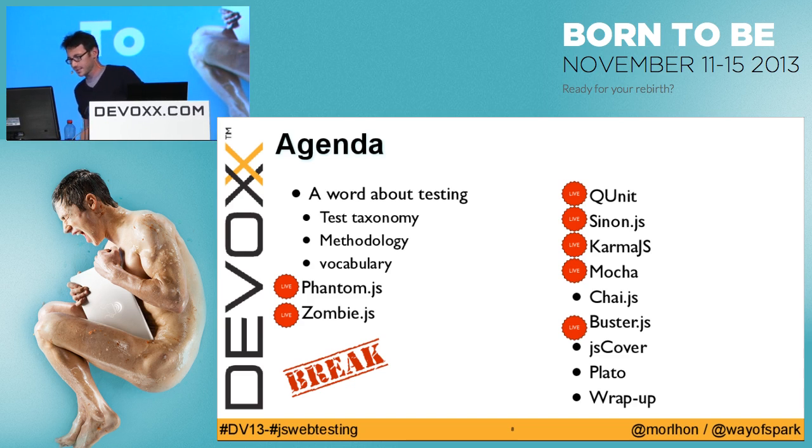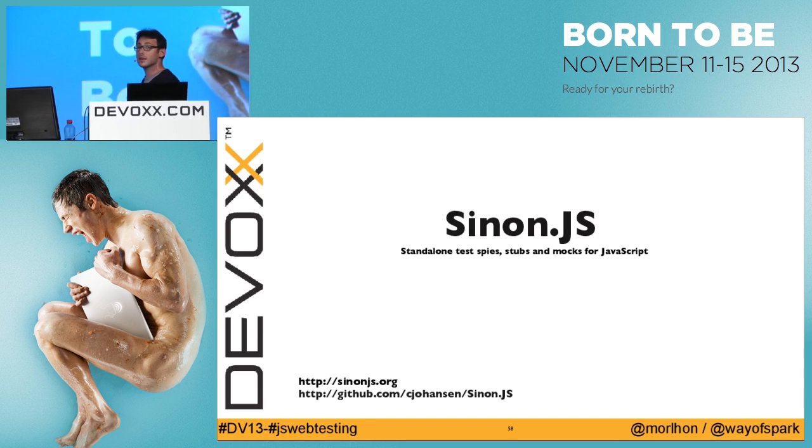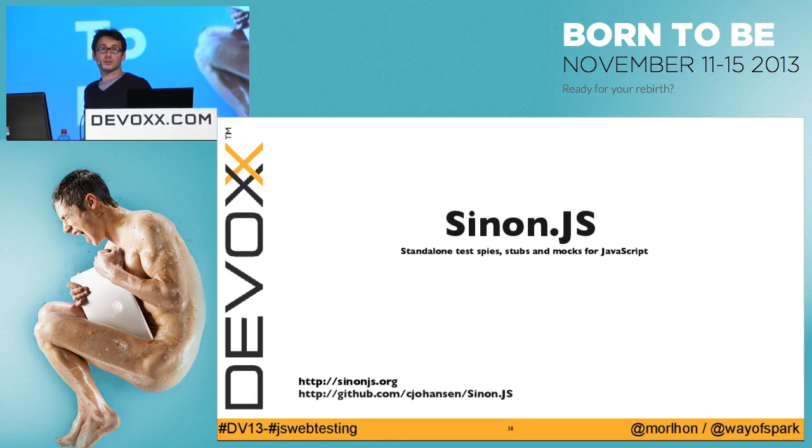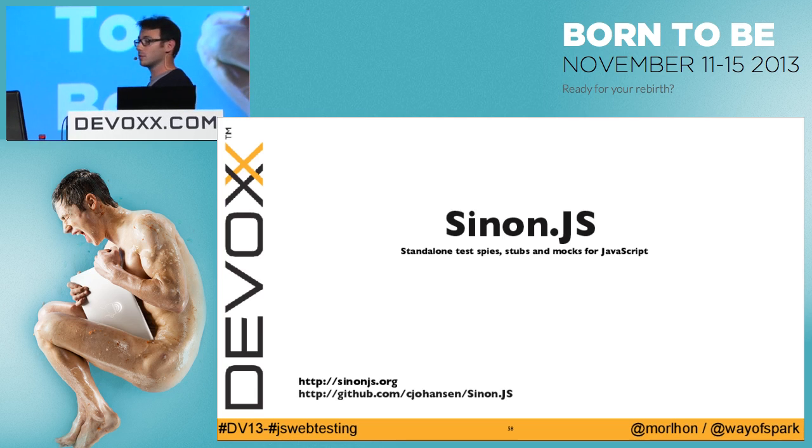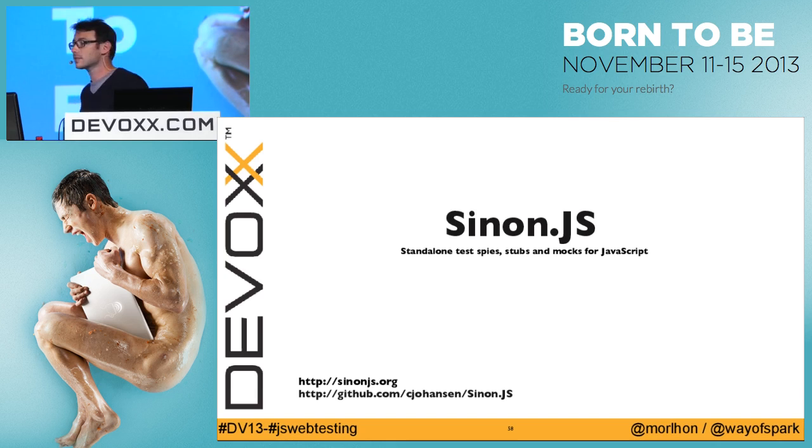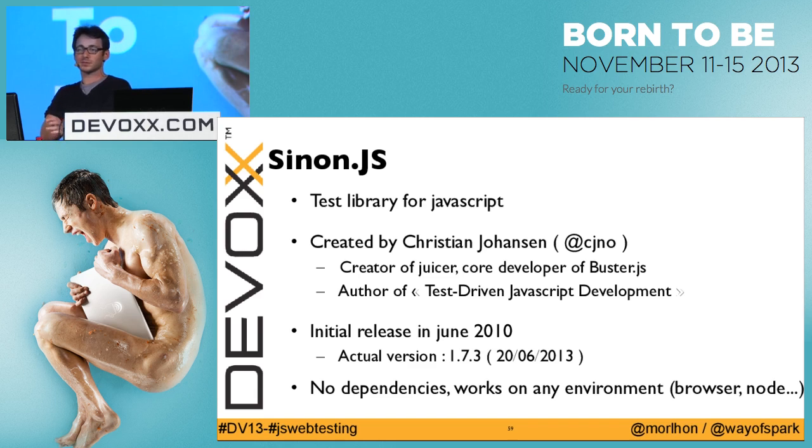So, Sinon.JS. Yep, here we are. So we'll speak about Sinon.JS. What is Sinon.JS? It's a standalone test library for JavaScript, which is supposed to work with any other libraries. It can work with QUnit, it can work with Jasmine, or any other, for instance.